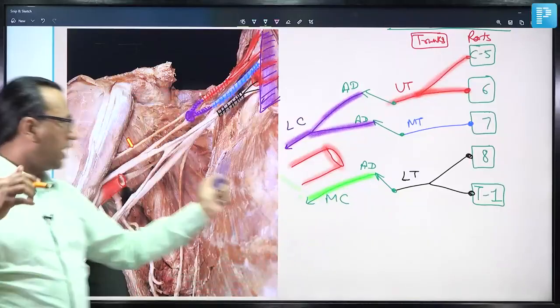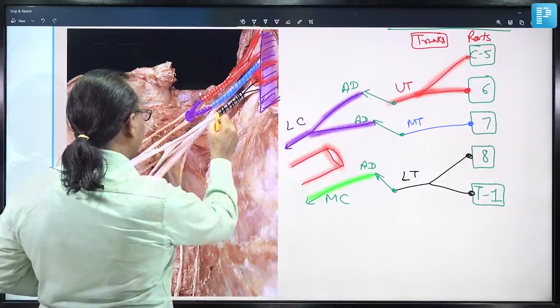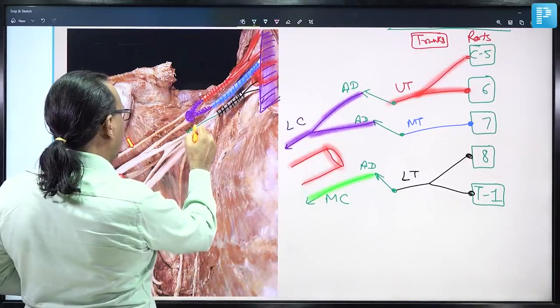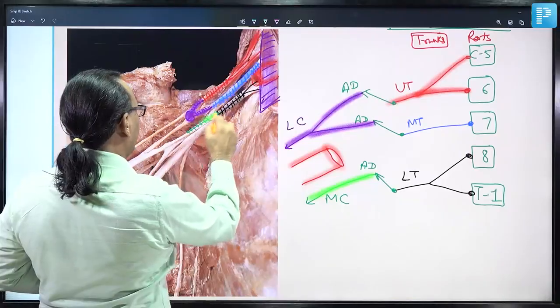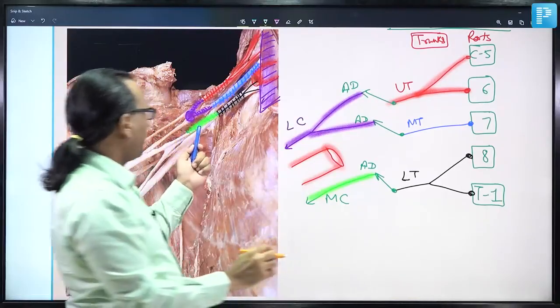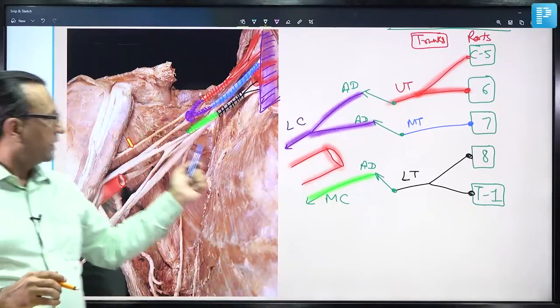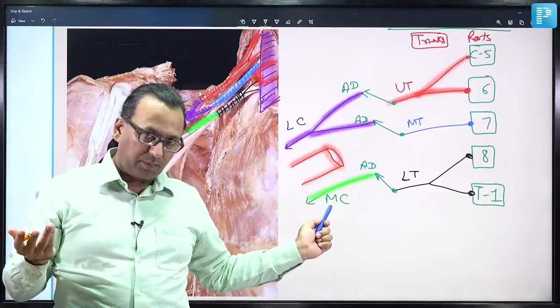Let us show that here now. And this is the medial cord of the brachial plexus. Now, if this is the medial cord of the brachial plexus, then where is the posterior cord of the brachial plexus?